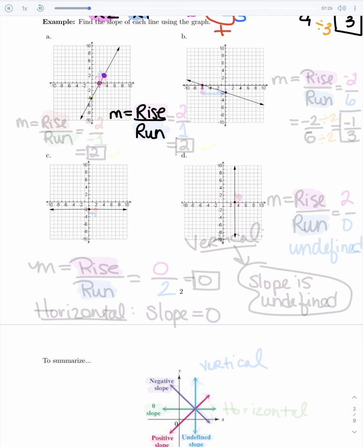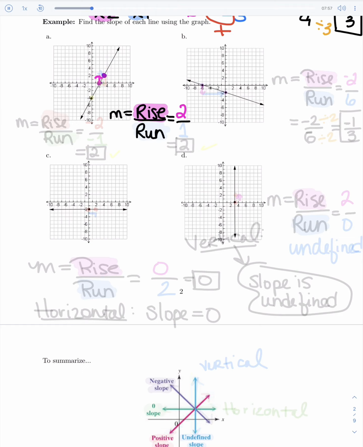So you do your rise first. So let's talk about our rise, which means how much we're either going up or down from 1 point to the next. Well, if we start at this first point, we're on the left, we're going to go up 1, 2. We're going to go up 2 units. Because we're going up, that means our rise will be a positive 2 on top.